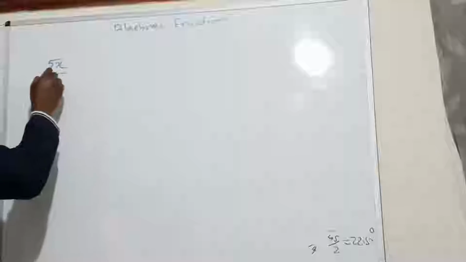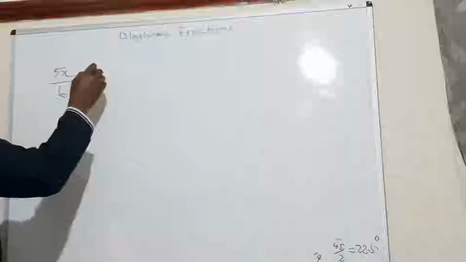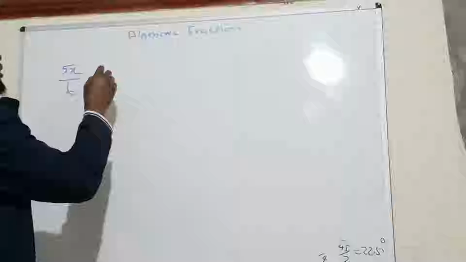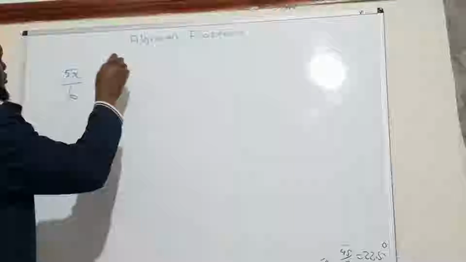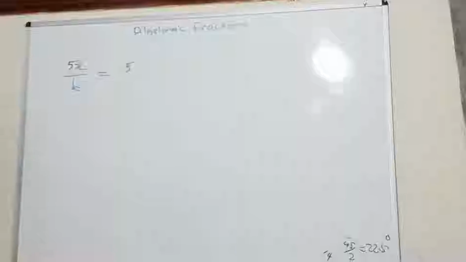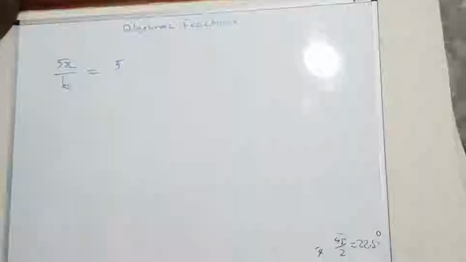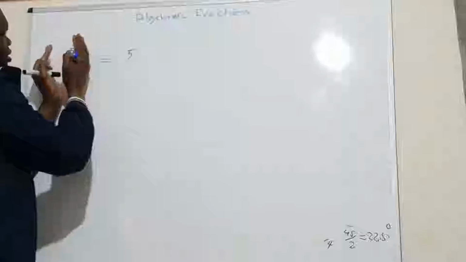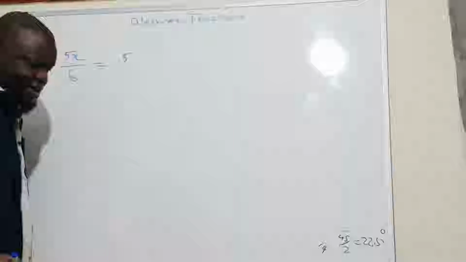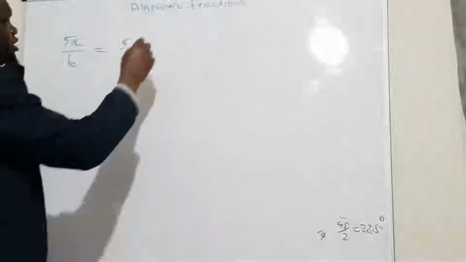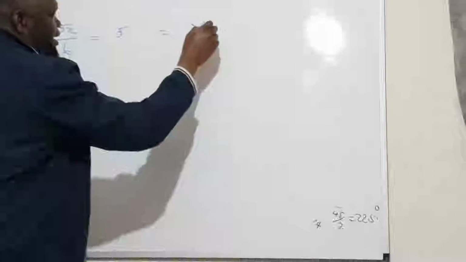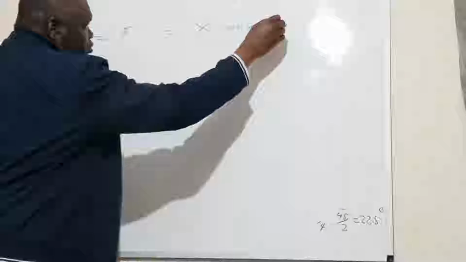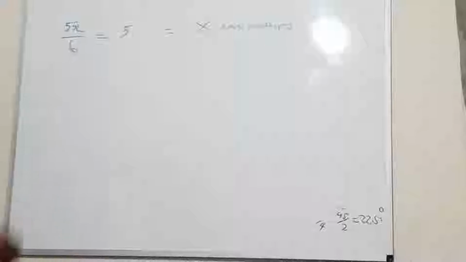Now, let's say you have something like this: 5x over 6 is equal to 5. To solve this type of equation, you always make sure there's one fraction here and one number here. Then you have to cross multiply. That's what we used to do in Africa. That's one way of doing it.